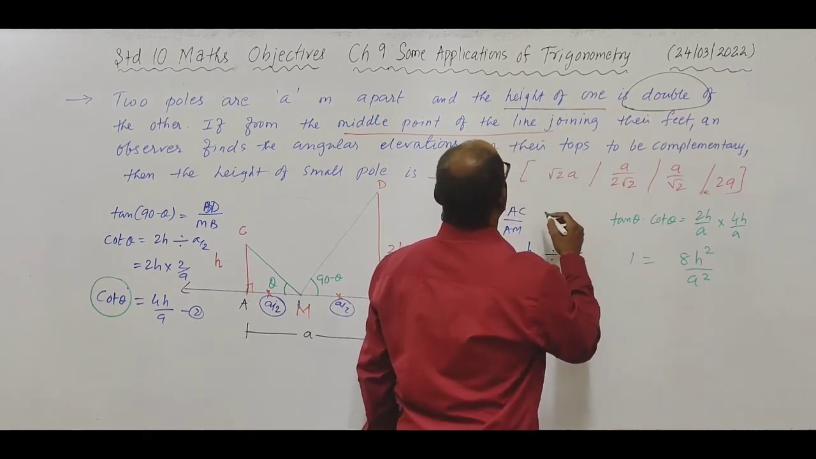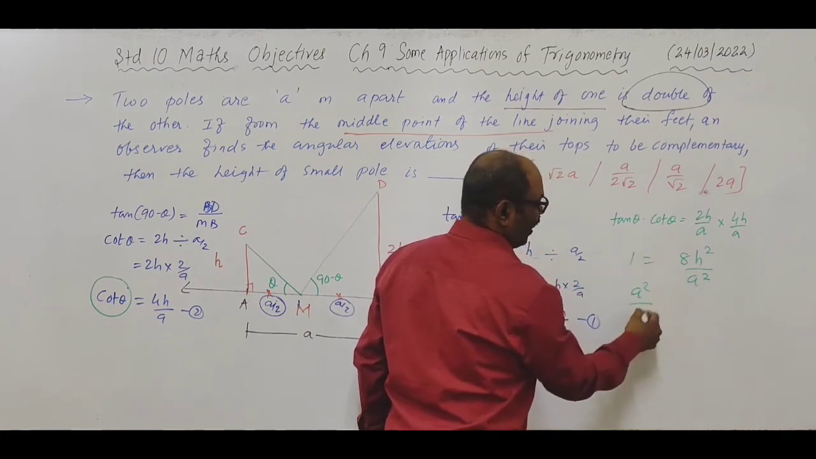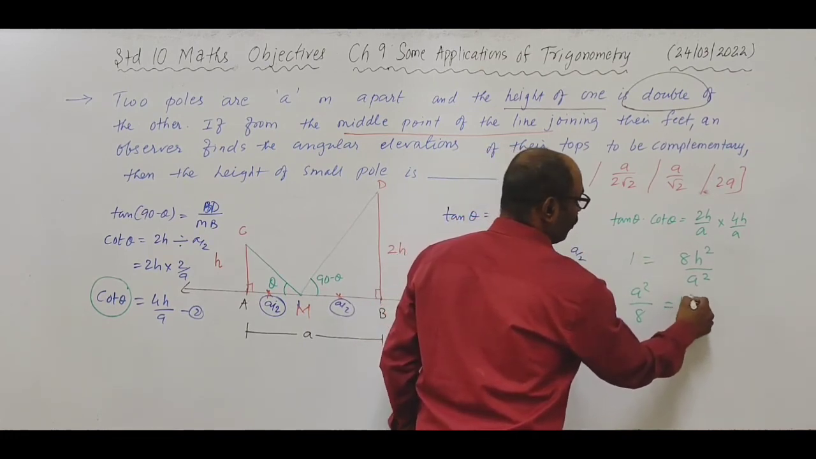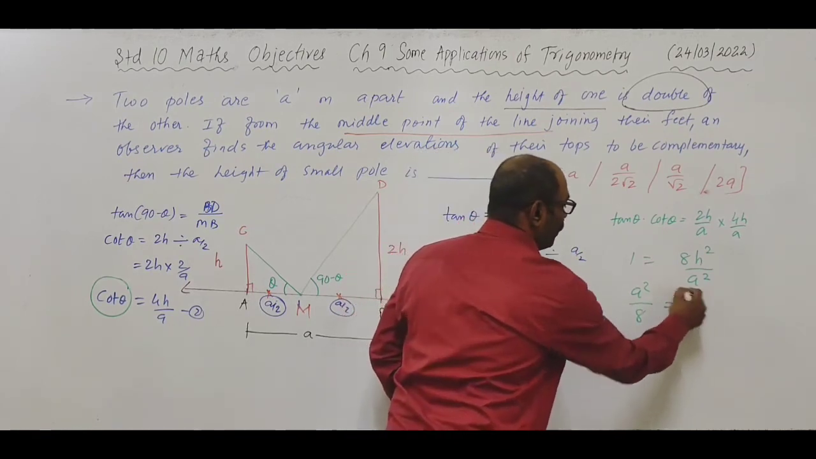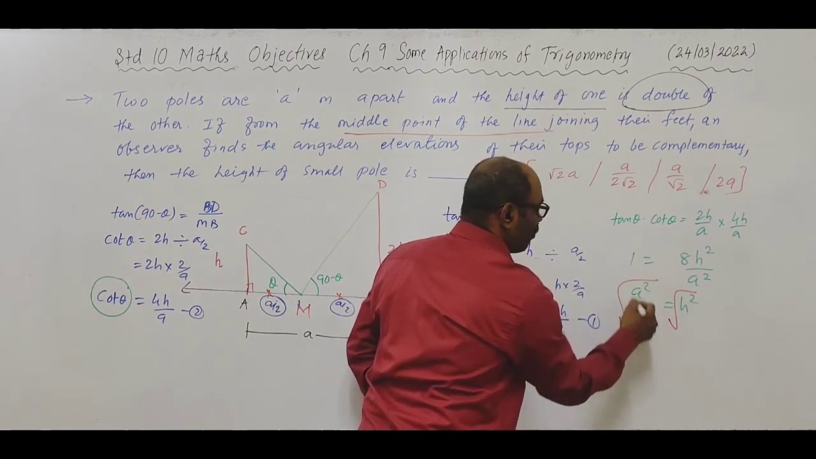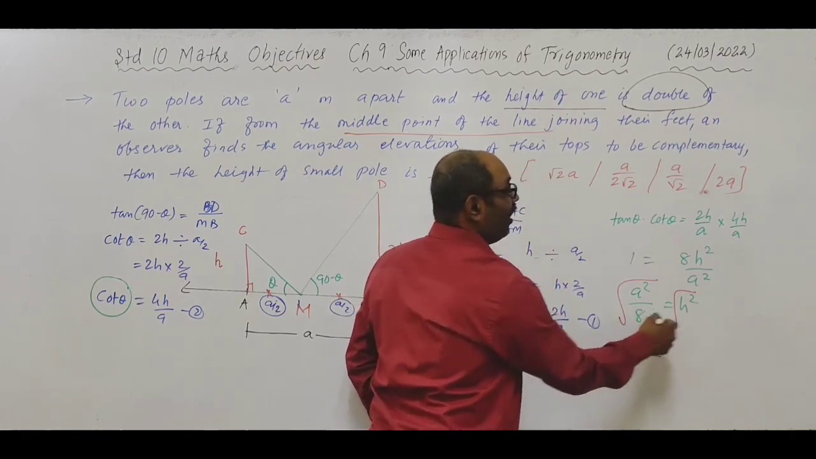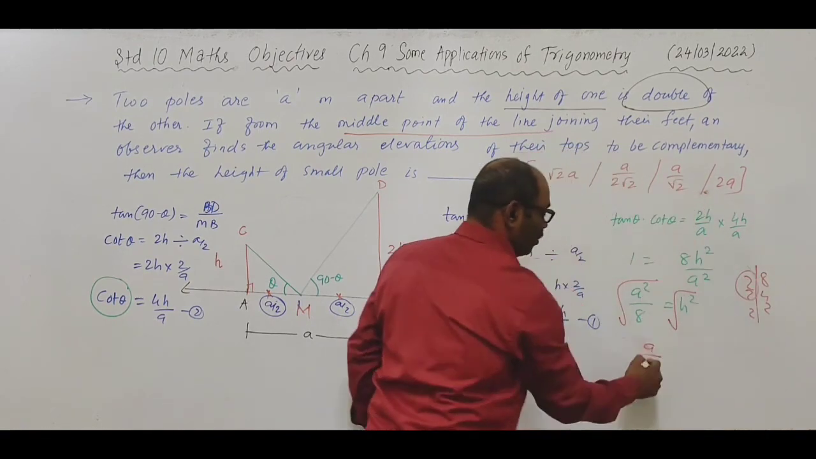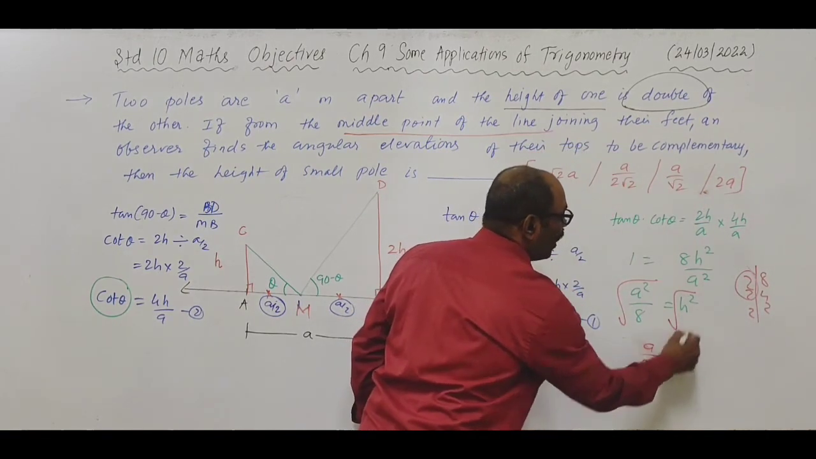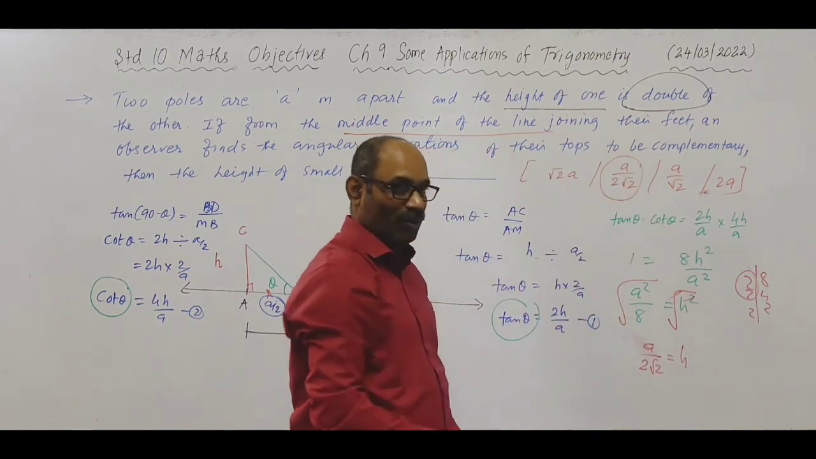Correct? We have to make h the subject of the formula. So a square goes up, 8 goes down. That is equal to h square. I want h, not h square. So taking square root on both sides. The square root comes out. So that is 8, and 8 is 2 fours, 2 twos. So 2 root 2. That is h. So that is a upon 2 root 2.